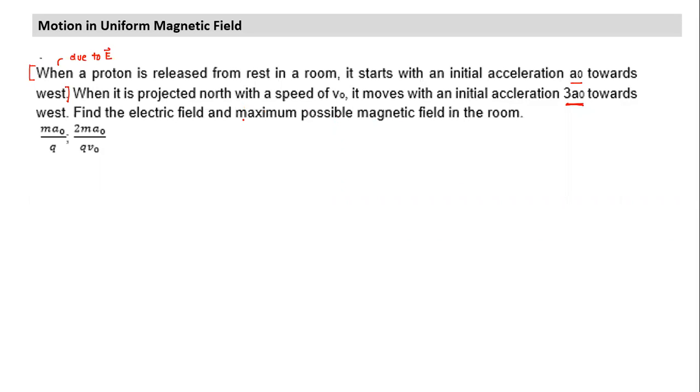I think the question was wrong. It should be minimum possible. The maximum possible you can't find. So we'll look at why minimum possible. Okay. So this is what the question is given. Let's see how we solve it.